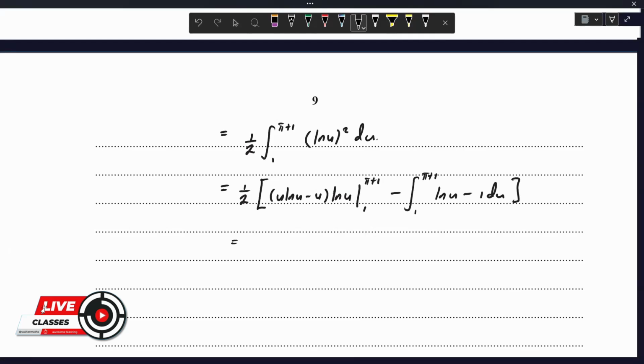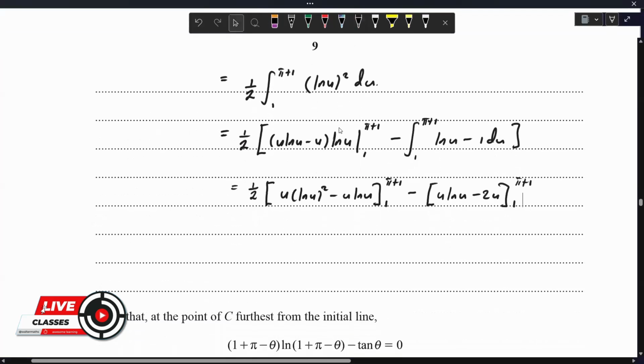So this is essentially a half of u of ln u squared minus u ln u with the limits 1 to pi plus 1, minus integrating ln u, which is u ln u minus u. So essentially, we have minus 2u inside from 1 to pi plus 1. All right. We have a half outside, we shouldn't leave that out. And we can combine the whole thing into u of ln u squared minus u ln u minus u ln u, which is minus 2u ln u, and minus of minus 2u is plus 2u, from 1 to pi plus 1.